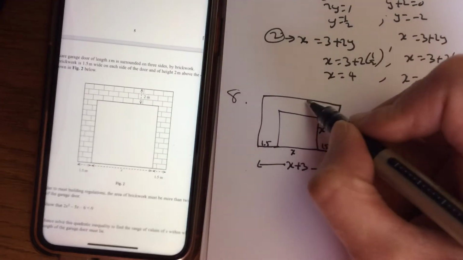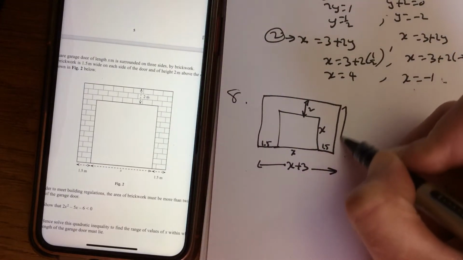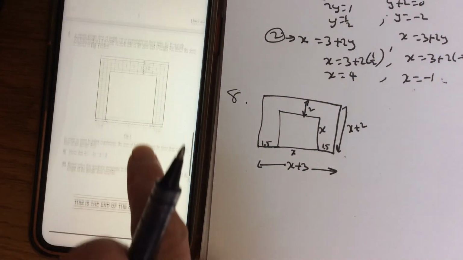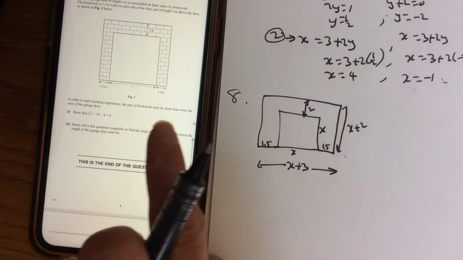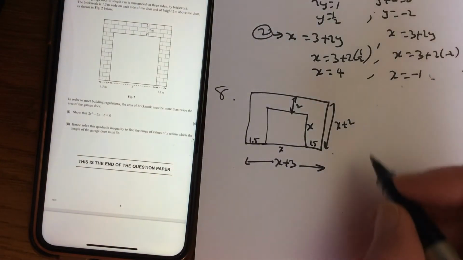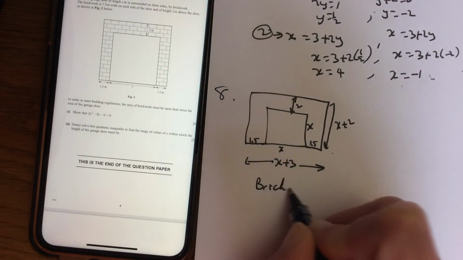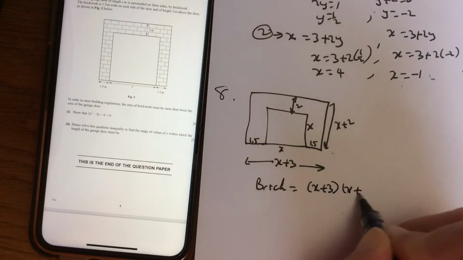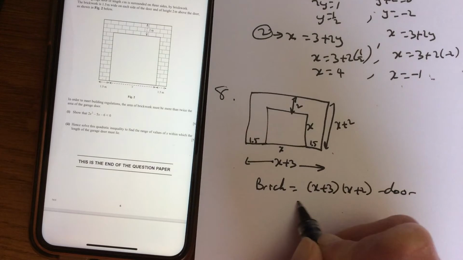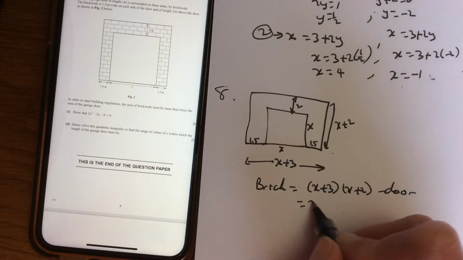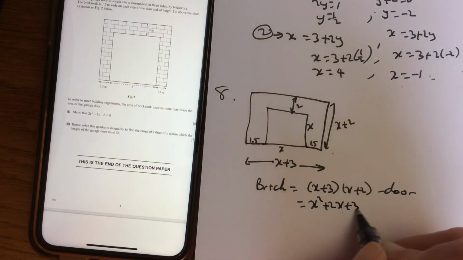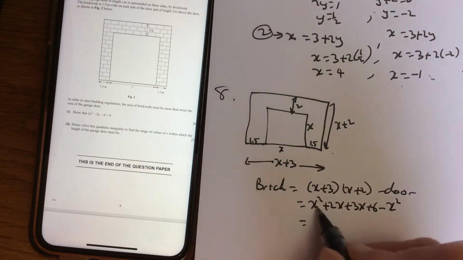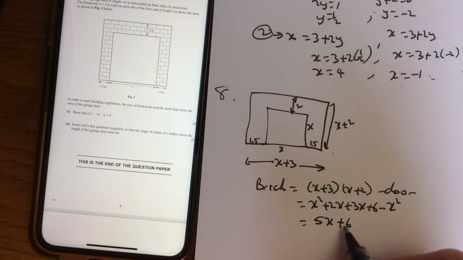The height here is 2. So the whole height is x plus 2. And it says in there, in order to meet building regulations, the area of the brickwork, so let's work that out. So the brick is going to be the whole rectangle, take away the door. So the whole rectangle, if you work that out, x squared plus 2x plus 3x plus 6, take away the door of x squared. So tidying this up, you get 5x add 6.